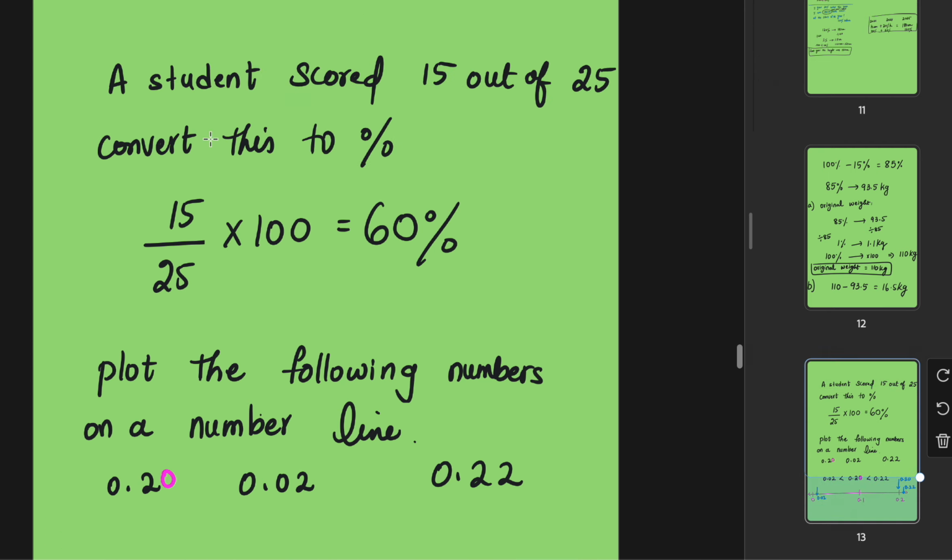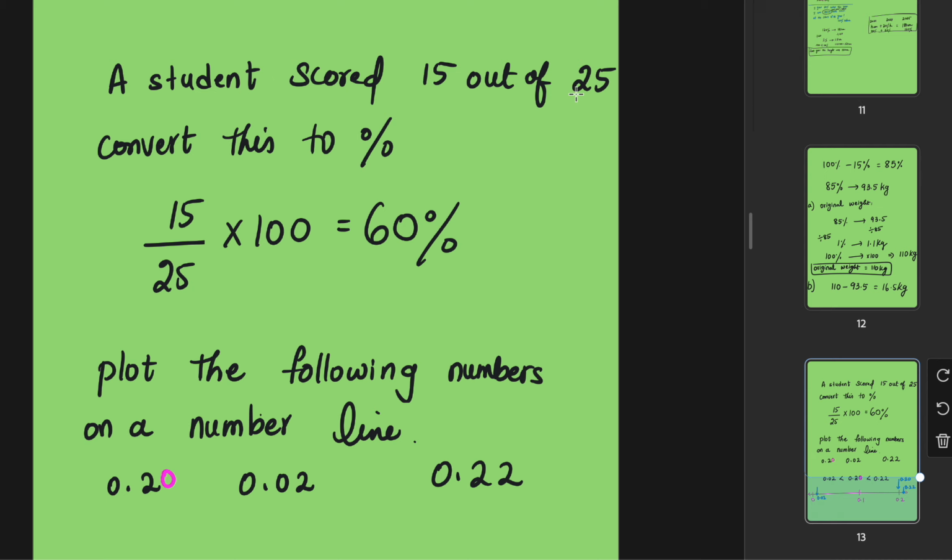Yeah, so this is another common example. In your class, you might be doing so many tests and the teachers would put scores for you. And sometimes they would put percentages and you would be wondering, how did that happen? Where did that come from? So this is what it is.